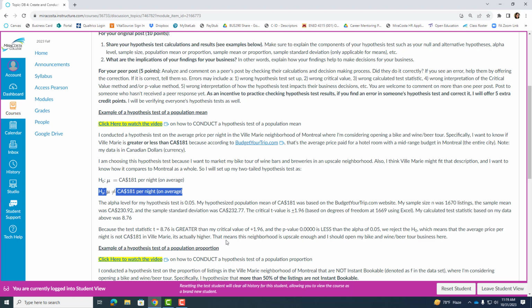So this is good. My interpretation then suggests from a business standpoint that, yeah, Villa Marie is upscale enough. It's more expensive than Montreal as a whole. And so I want to go ahead and open up my bike and wine and beer tour business in Villa Marie. For instance, if I had done my hypothesis test and it turns out that it was not greater or on the higher end, maybe it was the same price as all of Montreal or less than the average price in Montreal, I can still open my business in Villa Marie, but I might have to tweak some things.